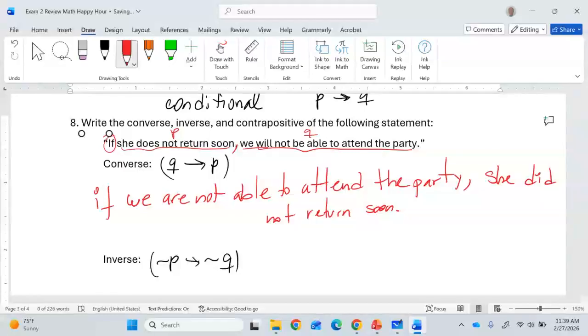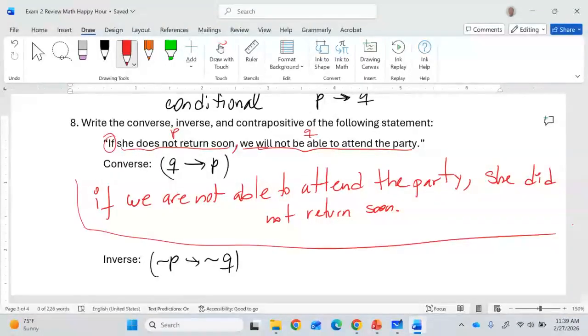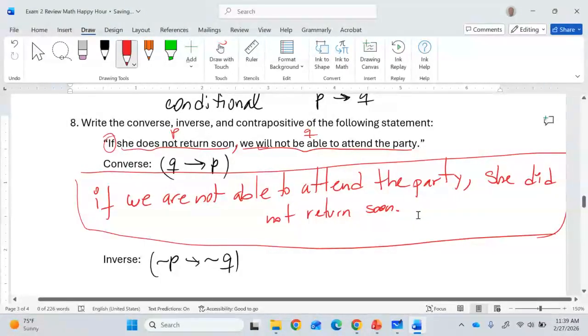If you notice in the book or even in your homework, you've noticed that often they change the tense. But if you find that confusing, you can just write it exactly with the same tense. So you could have written, if we will not be able to attend the party, then she does not return soon. So if you wanted to keep it in the same tense, that's fine. It basically conveys the same meaning. If we are not able to attend the party, she did not return soon. When you change the tense, it makes more sense. It's how usually you would say it.